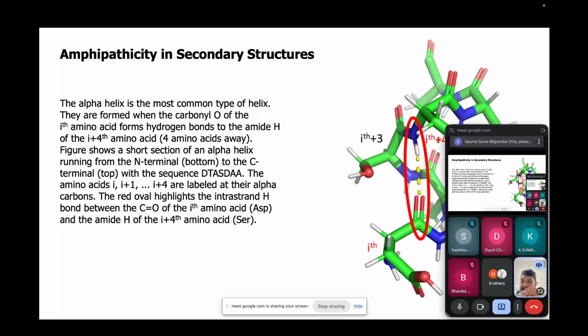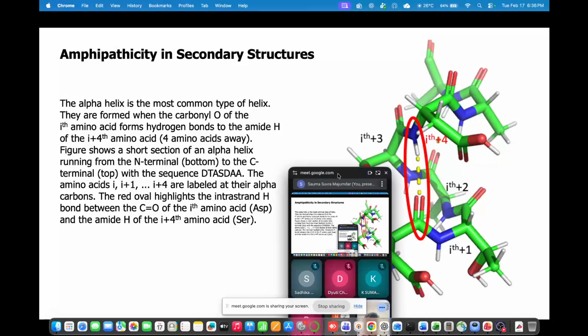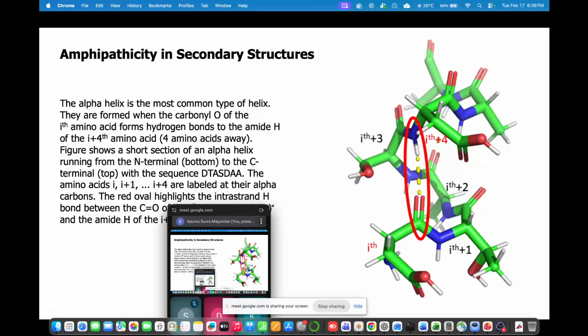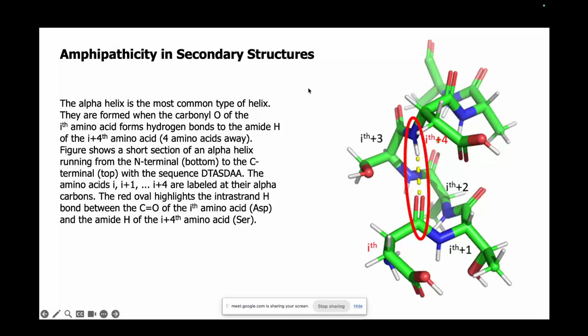So the alpha helix is the most common type of secondary helix structure. They're formed when the carbonyl O of the ith amino acid forms a hydrogen bond to the amide H of the I plus fourth amino acid. So four amino acids away, there is a hydrogen bond forming, which gives the helix its structure, right? So this is actually, move this here. So this is how the structure looks like.